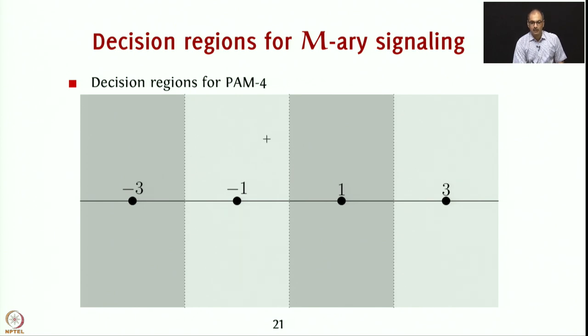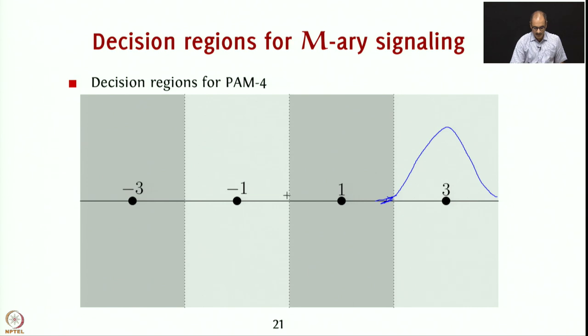Similarly, left of 0 is minus 1, right of 0 is plus 1. Left of 2 is 1, right of 2 is 3. The only slight catch here is that actually finding the symbol error rate is very easy. For example, for 3, you just have to place a Gaussian over here, and then the error is basically the probability you lie in this area, which is great.